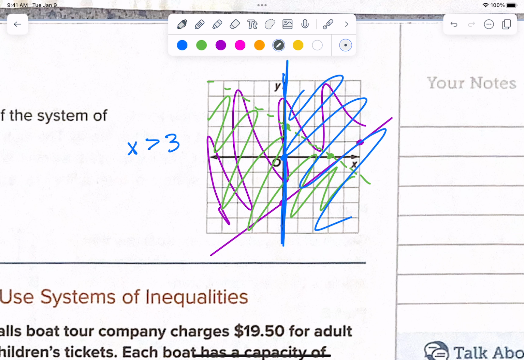So which region is triple shaded? It's this little triangle right here. So make sure you shade him in real dark.